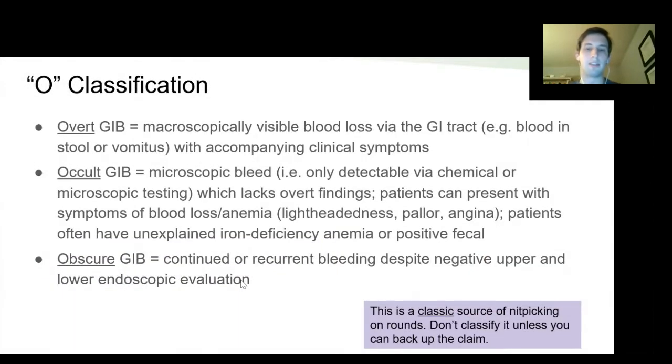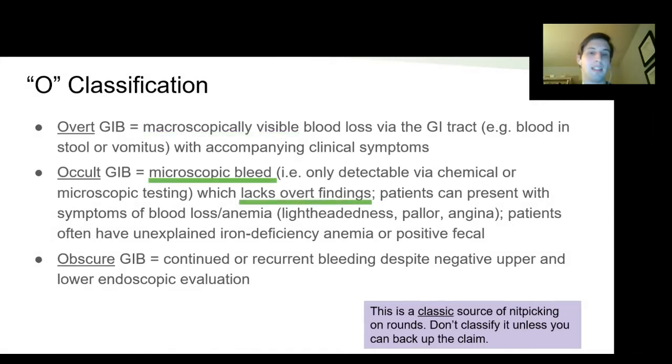So additional classification, overt versus occult versus obscure. This is a thing that oftentimes attendings will nitpick you on because they're very important to know the difference between the two, but aren't commonly compared. So overt is something that when you think about the classic GI bleed, so if you have blood coming out of the anus in stool or through vomitus, you can see it frankly, that's an overt bleed.